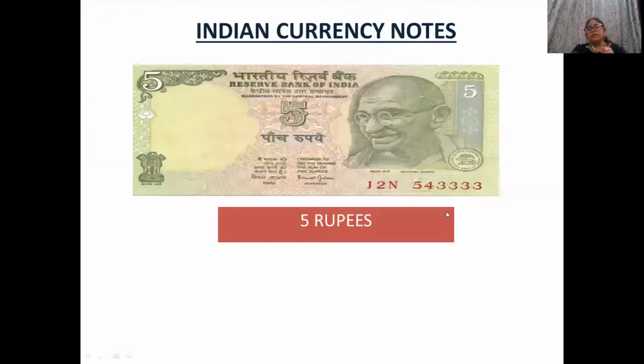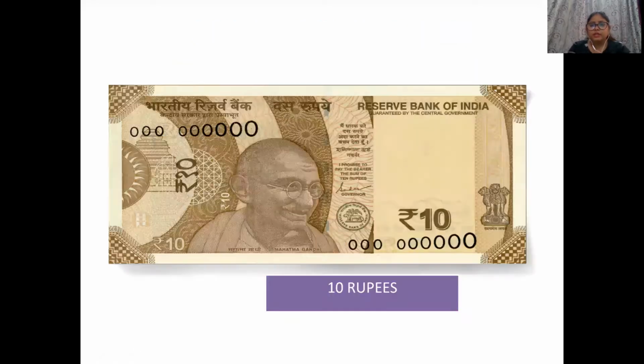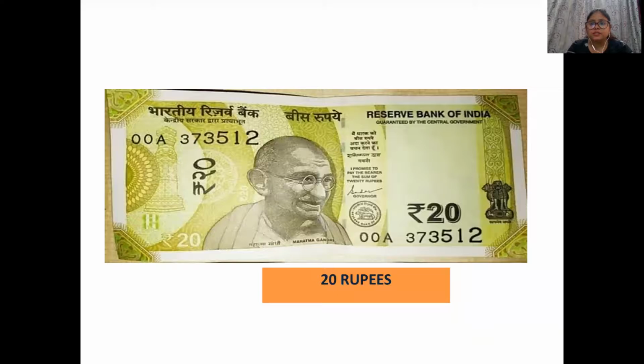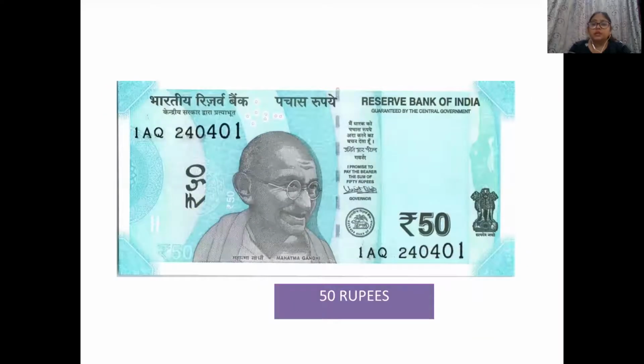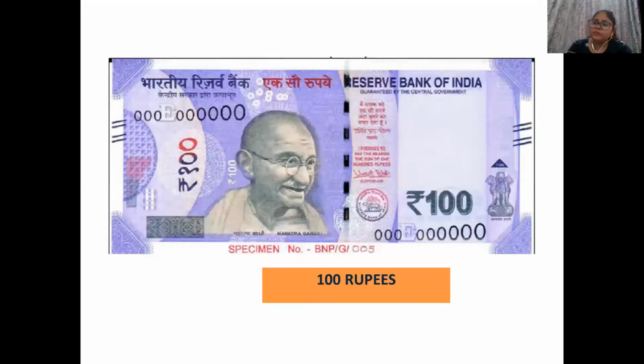Firstly we are going to learn about some Indian currency notes. See, this is the 5 rupees note. Then we also have a 10 rupees note. See, this is a 20 rupees note, and this will be the 50 rupees note. Next will be the 100 rupees note. So see, children, these are some Indian currency notes.